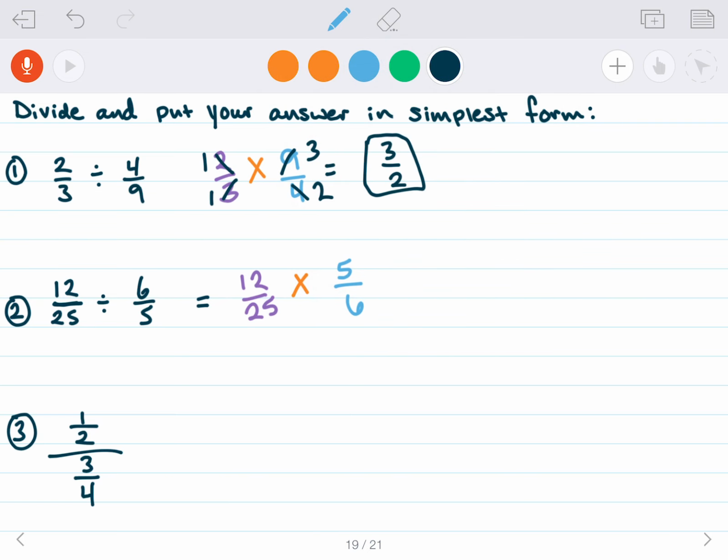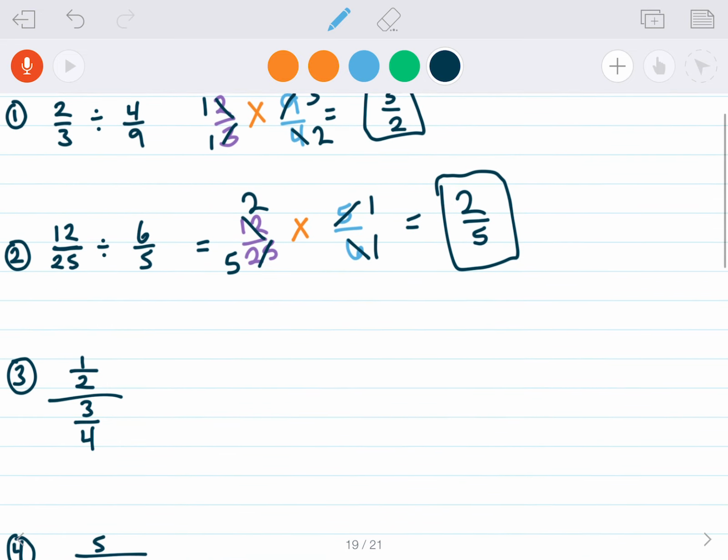So when I cross simplify on this diagonal, I see that both 25 and 5 can be divided by 5. So 5 divided by 5 is 1, 25 divided by 5 is 5. On the other diagonal, I see that both 6 and 12 can be divided by 6. That's the biggest number that they can be divided by. So 6 divided by 6 is 1, 12 divided by 6 is 2. Multiplying straight across, 2 times 1 is 2, 5 times 1 is 5. This is our answer, you guys.